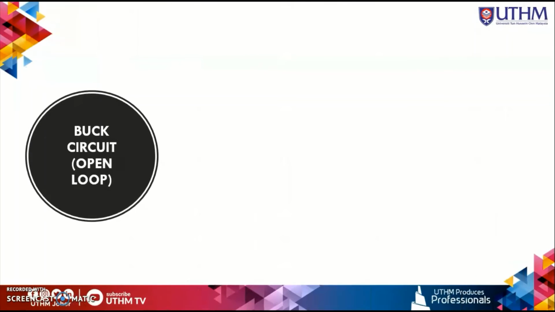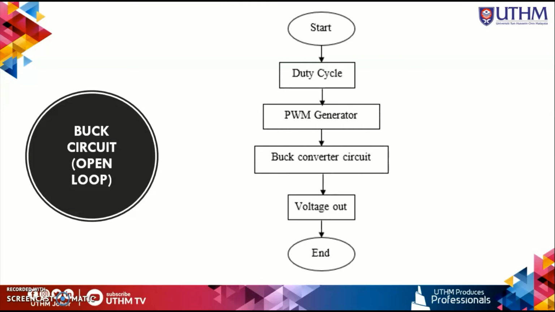So the open loop flowchart will look like this. From the start, the duty cycle will be calculated from our input, and then to the PWM generator, to the buck converter circuit, and then to the voltage output, and just like that. This is the open loop circuit.